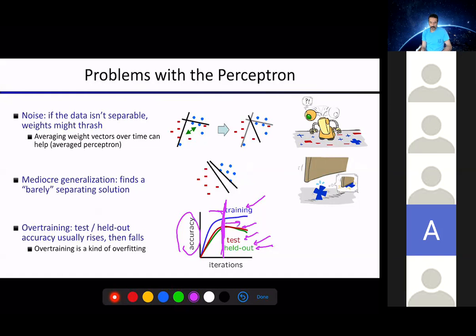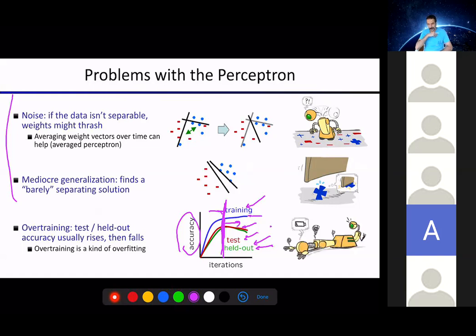Obviously, if we go this way, it increases the accuracy over the training set, but not necessarily over the held-out data. So this is a sign of overfitting. We do not want to do that. So we have a clue and we know how to do this early stopping. But more importantly, we want to find a way to address these first two issues.